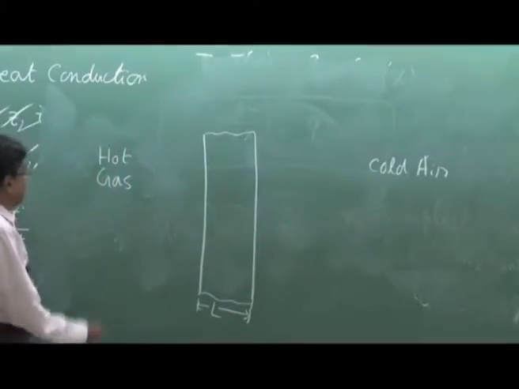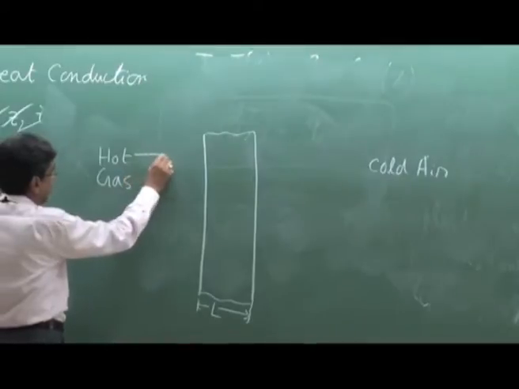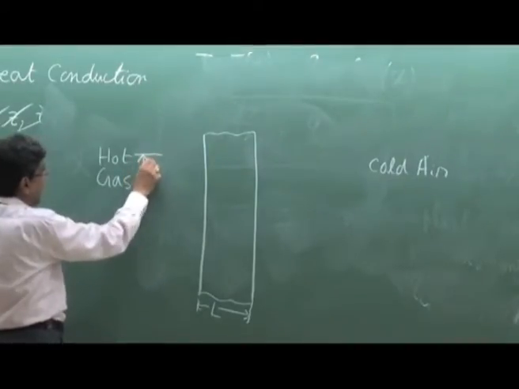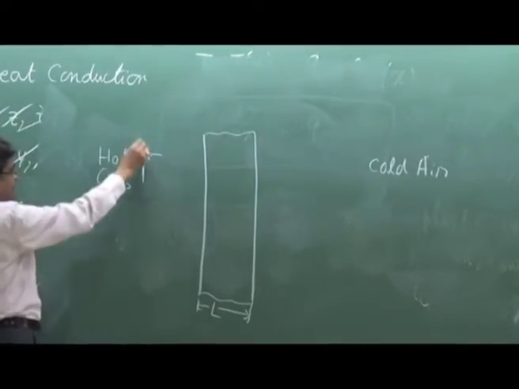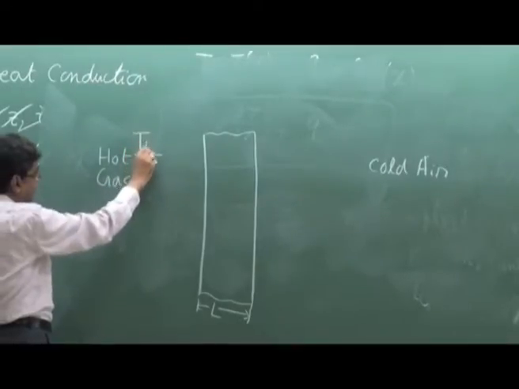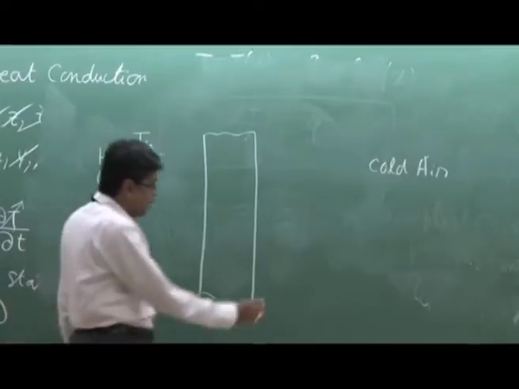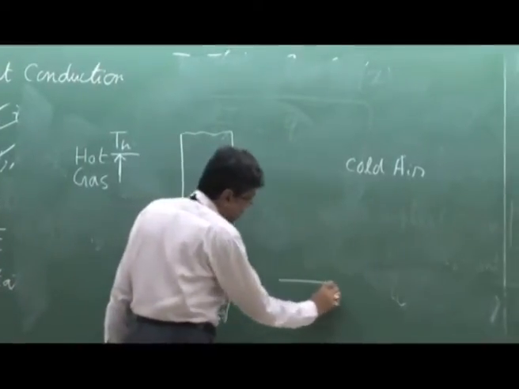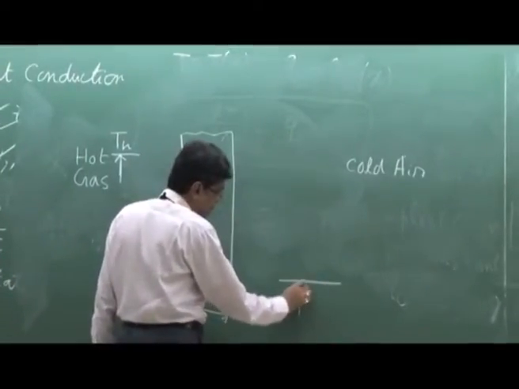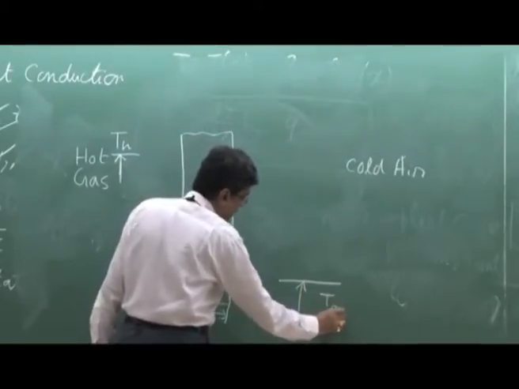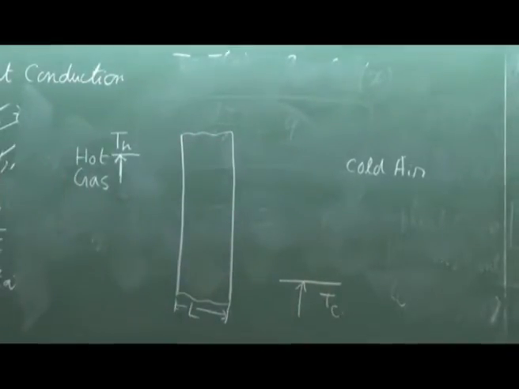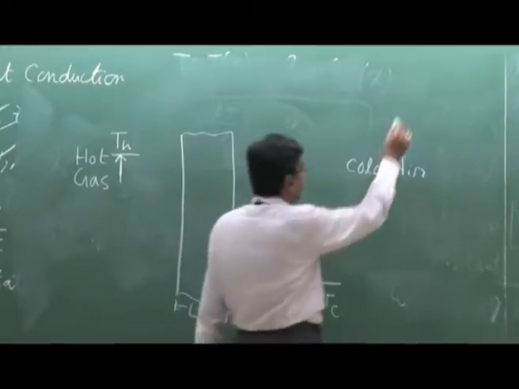And the problem is specified by some temperature. This is the scale I am just showing you in this direction. The hot temperature, that means the temperature of the hot gas TH, and a cold temperature here, cold air temperature from the same datum TC, TH and TC, and you have to find out what is the value of Q.